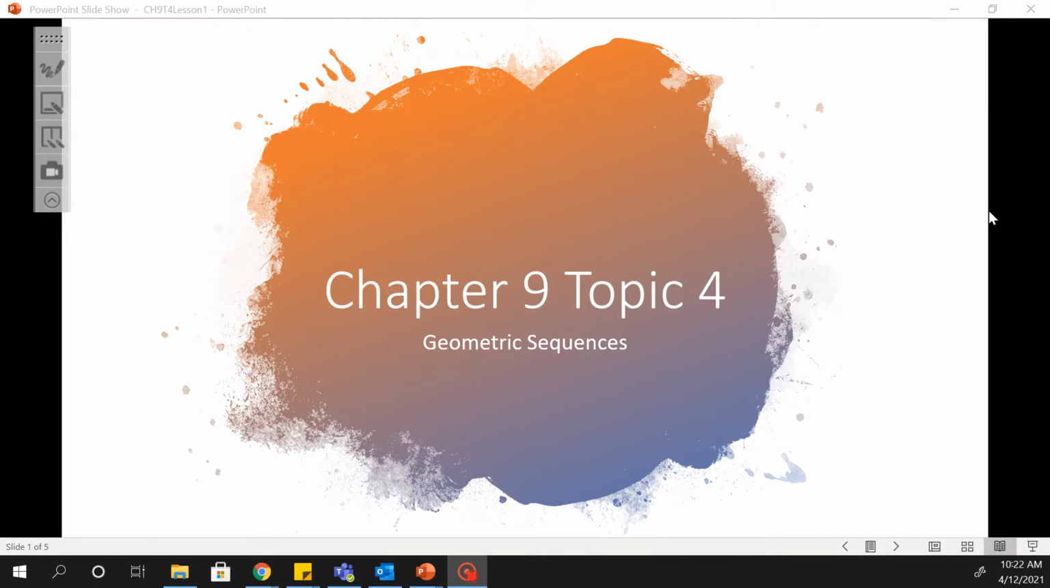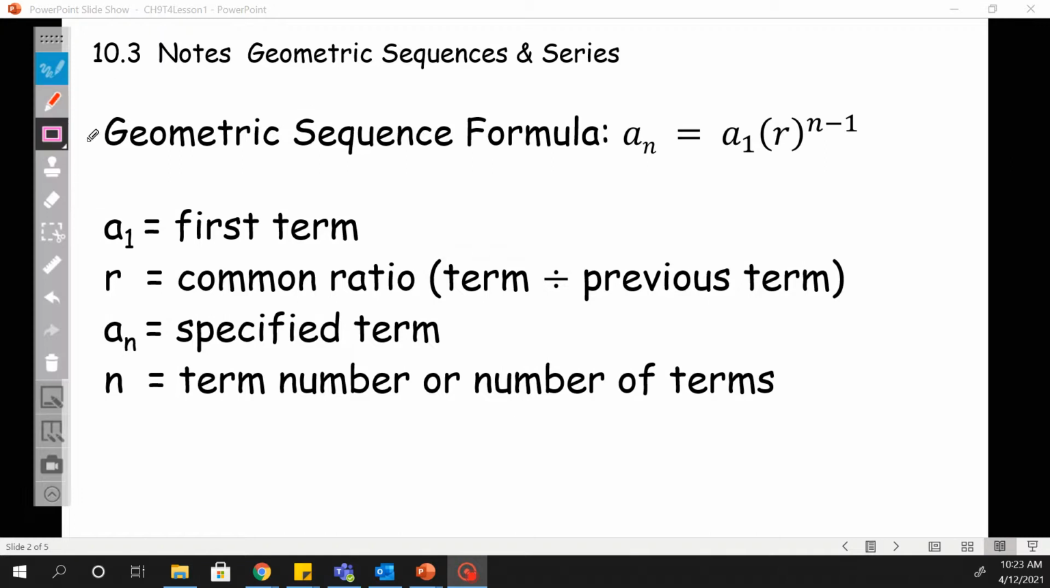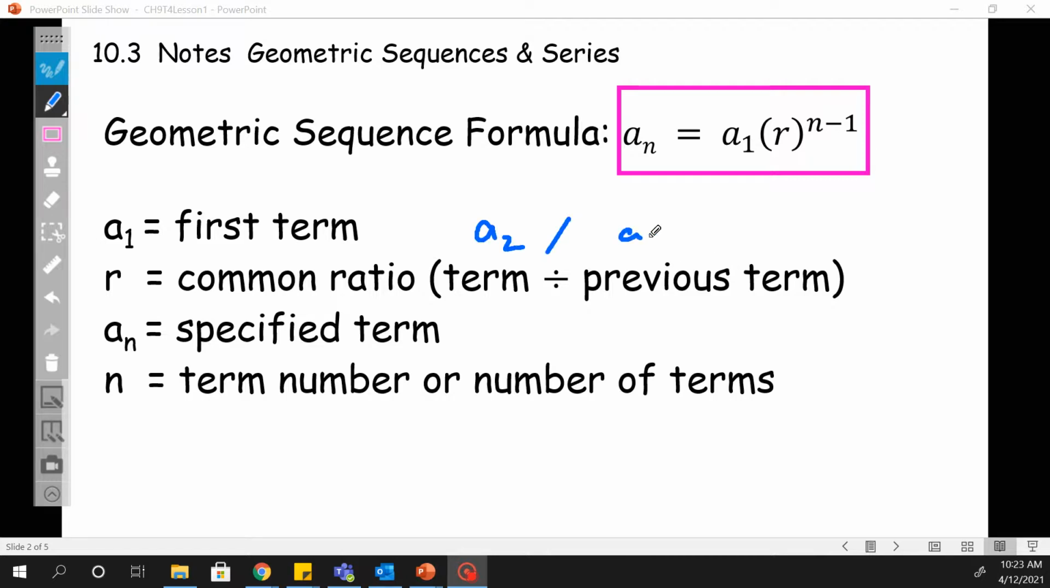Just like how we were able to write a formula to represent our arithmetic sequences, we are also able to write a formula to represent our geometric sequences. The formula for our geometric sequence is as follows: an is equal to a1 times r to the n minus 1, where a1 is the first term, r is the common ratio. You can find the common ratio by taking a term and dividing by the previous term. I will typically do the second term divided by the first term. That just makes it a little bit easier for everybody. Second term divided by the first term.